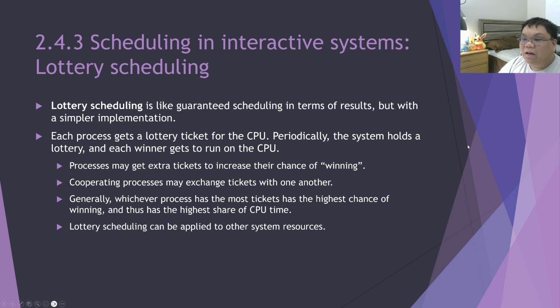A simpler implementation of guaranteed scheduling is called lottery scheduling. So it's much like guaranteed scheduling in terms of results, but with a simpler implementation. We give lottery tickets to every process. The system holds a lottery and each winner gets to run on the CPU. Processes may get extra tickets to increase their chance of winning. Cooperating processes may exchange tickets with one another. Generally, the process that has the most tickets has the highest chance of winning and thus has the highest share of CPU time. Also, we can apply this to other system resources, not just the CPU.